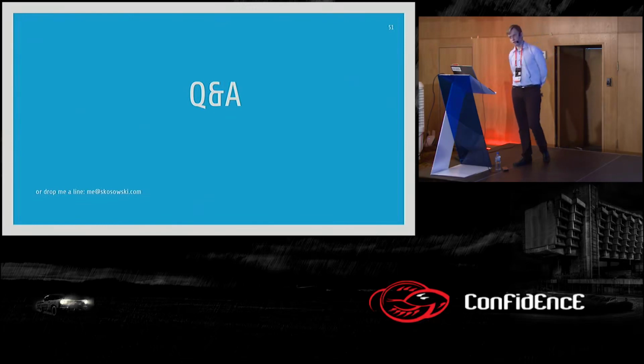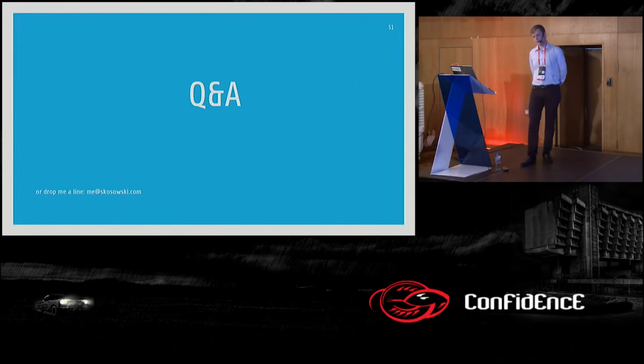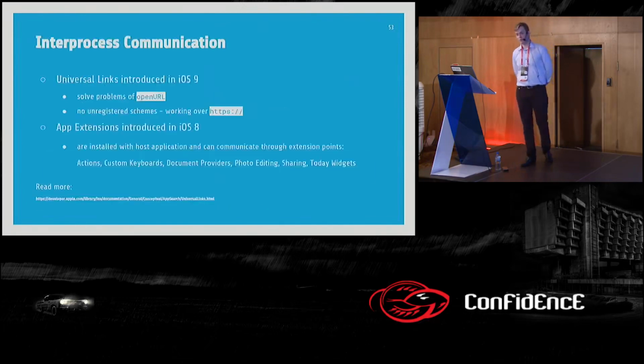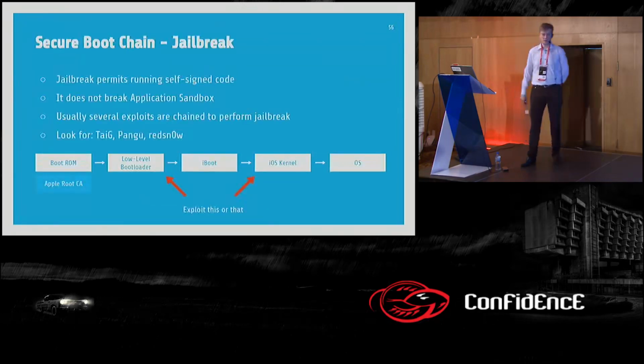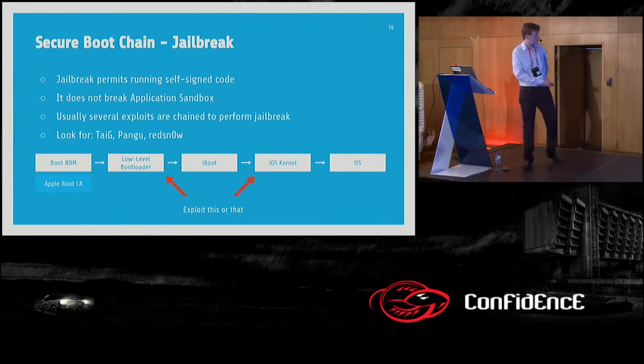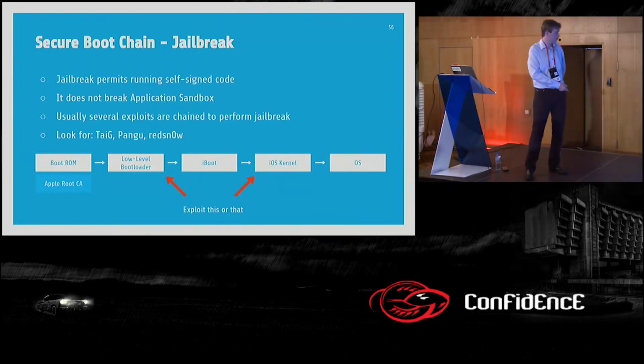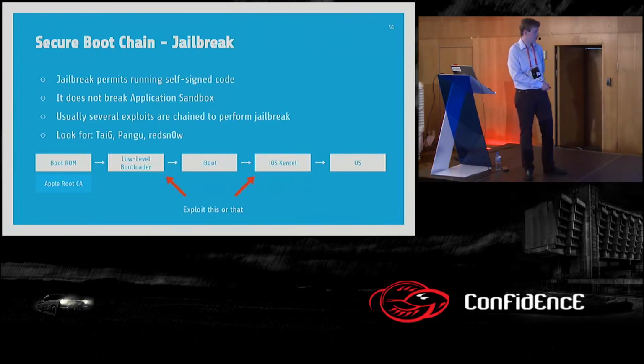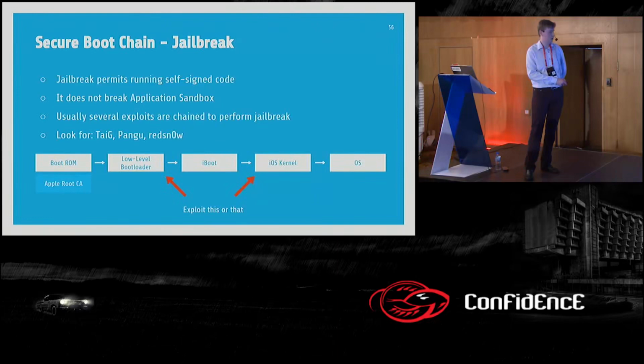Then you go into the kernel, so then you have to patch the boot ROM, but the boot ROM is actually signed, so you have to find a hole there. And also the booting process is a multi-step process. I have some additional slides. So this is how the booting process looks. You have this root CA laid down in silicon, then you have LLB, you have iBoot, you have the iOS kernel, and the OS itself. And what jailbreakers do, they usually exploit this or that.